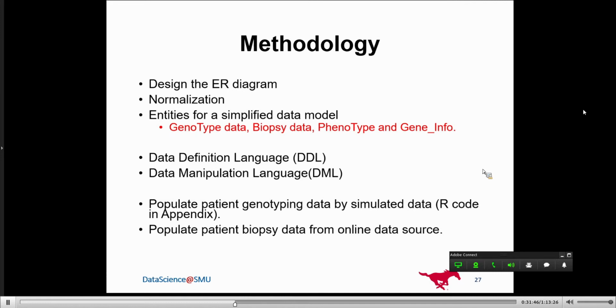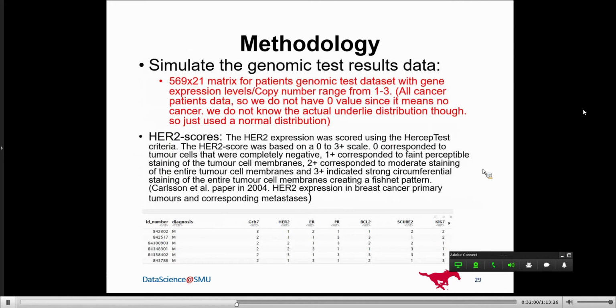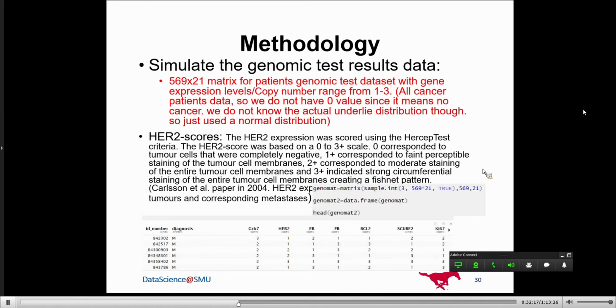Then we use DDL to populate the database, and then we use DML to manipulate the database and extract the data, etc. So I want to talk a little bit about how I simulated the genomic test results data. It's based on the widely used HER2 score, which stands for the expression levels of HER2 gene expression. So I generated a metric of random numbers from 1 to 3 to represent the genomic test result.